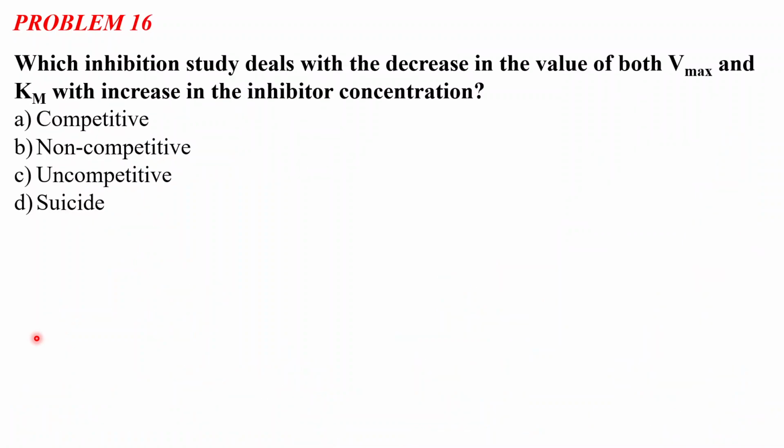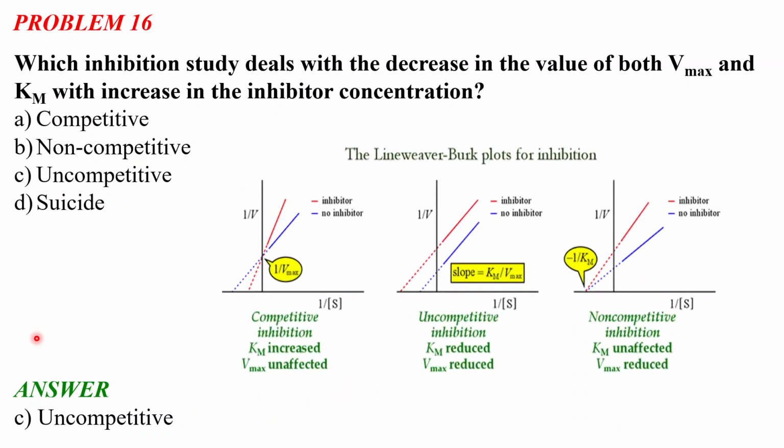So, let me check. The correct answer is number C, uncompetitive inhibitor. In the case of an uncompetitive inhibitor, both the value of Vmax and Km are decreased with the increase of the inhibitor concentration. Now, these are the Lineweaver-Burk plots for the particular enzyme inhibitions. The first one is competitive, the second one is uncompetitive, and the third one is non-competitive. In the competitive inhibition, the red one is for the inhibitor and the blue one is for the non-inhibitor.